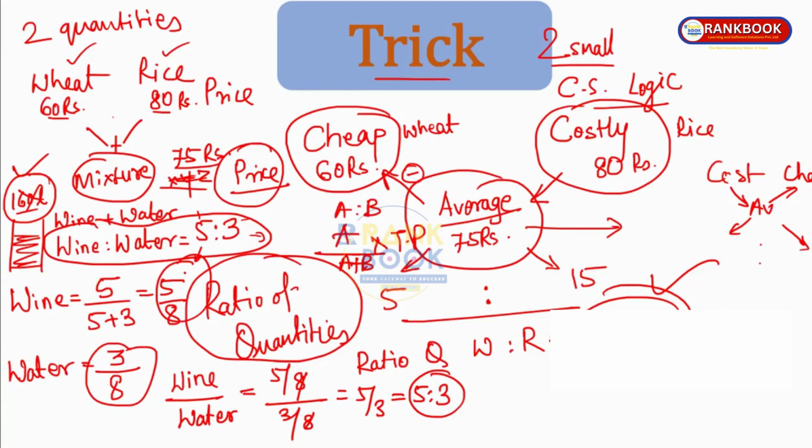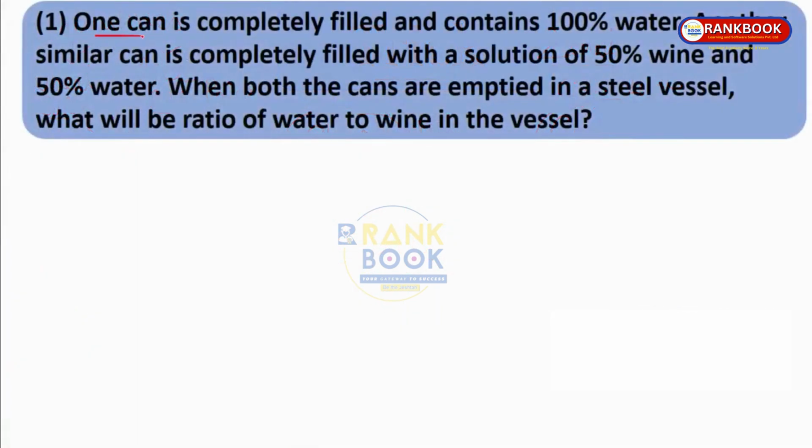Let's see question number 1. One can is completely filled and contains 100% water. Another similar can is completely filled with a solution of 50% wine and 50% water. When both the cans are emptied in a steel vessel, what will be the ratio of water to wine in the vessel? This is very easy. We can solve by common logic.